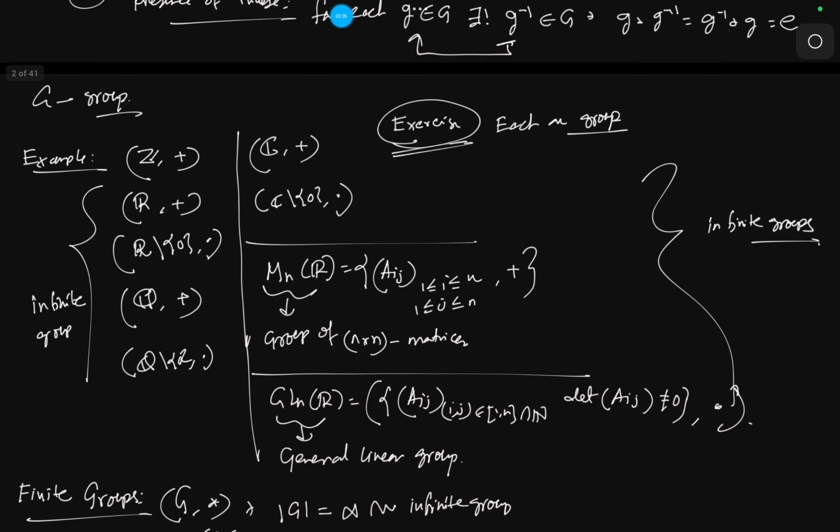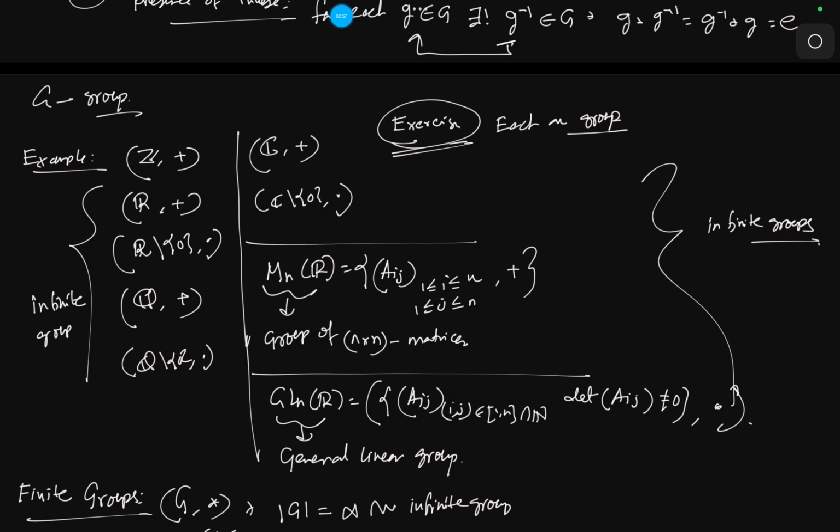We also gave some examples, like the set of integers along with addition, the set of real numbers along with addition, the set of non-zero real numbers along with multiplication, the set of rationals along with addition, as well as the set of non-zero rationals along with multiplication. Similarly, the complex numbers along with addition, and the multiplicative group of complex numbers, are all groups.